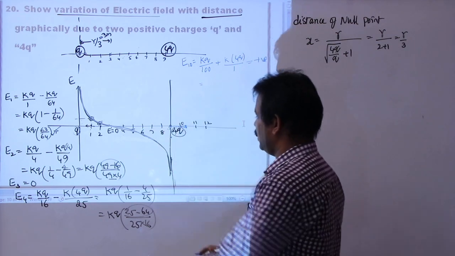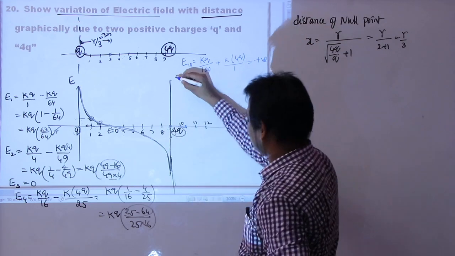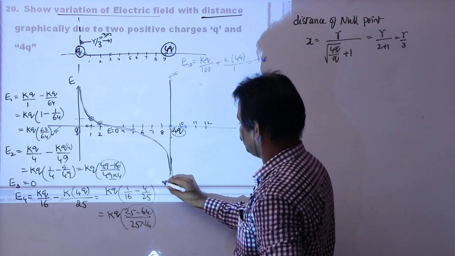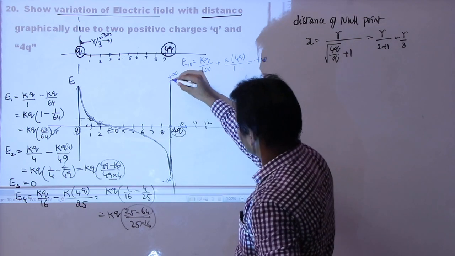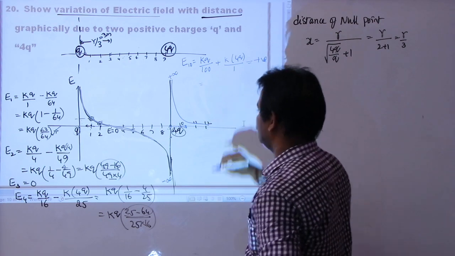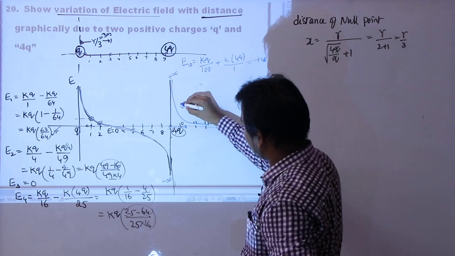So that means the field due to this one on the left side will be in that direction, but on the right side the direction will be opposite. So here this is also negative, but this is infinity, negative infinity here and positive infinity here. So the graph will be like this and it will be like this. So this is the way.